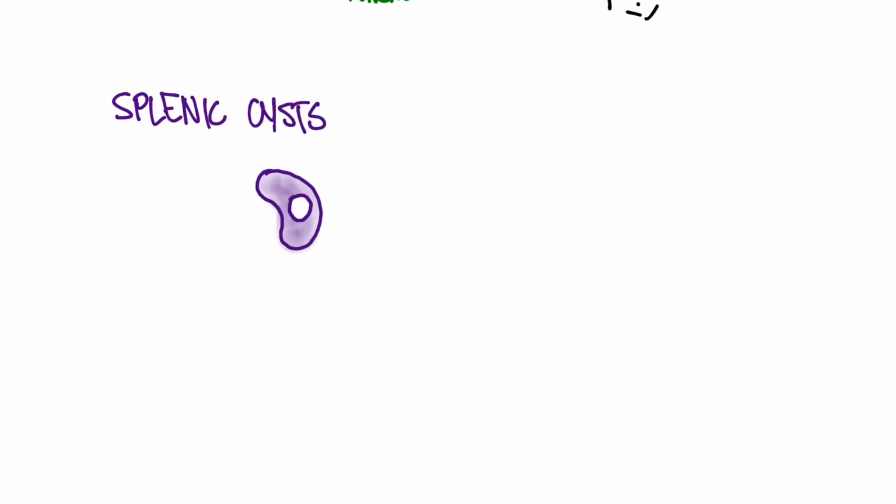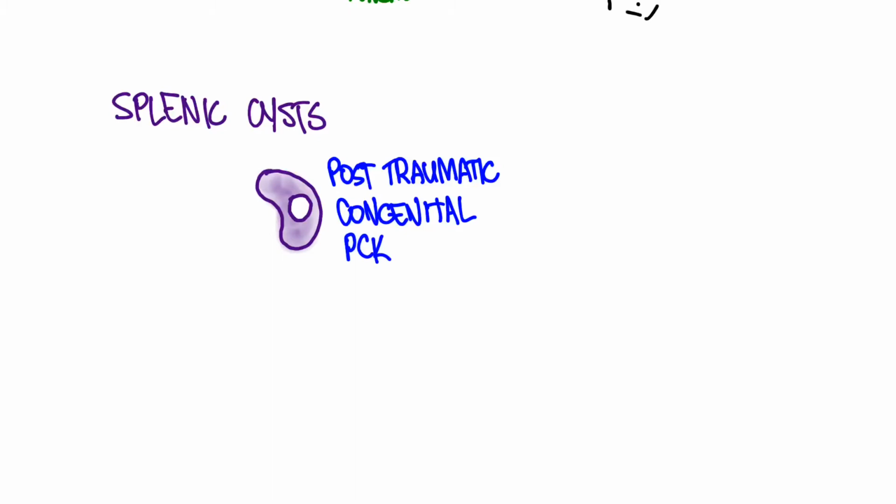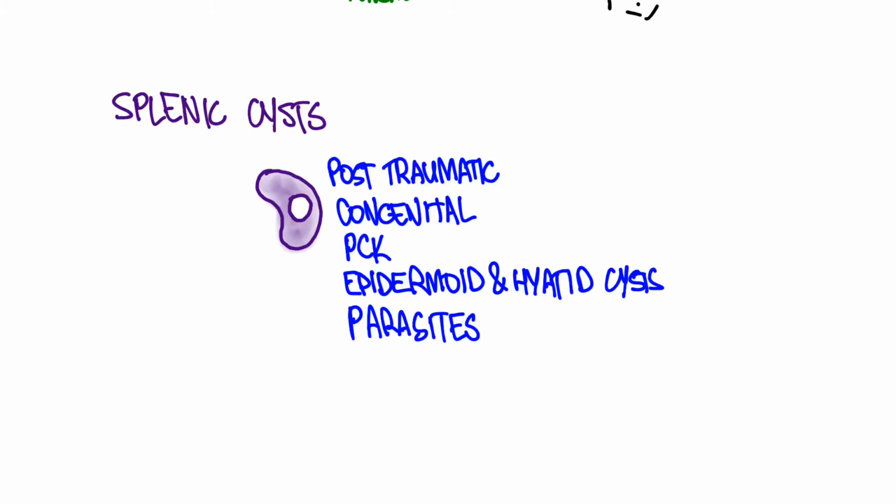Splenic cysts can be due to a bunch of different causes, including post-traumatic, congenital cysts. You can have them from polycystic kidney disease. They could be epidermoid and hydatid cysts, and also parasites.